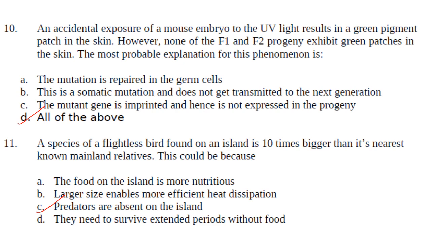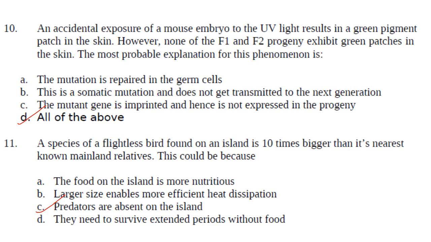An accidental exposure of mouse embryo to the UV light results in a green pigment patch in the skin. However, none of the F1 and F2 progeny exhibit green patches in the skin. The most probable explanation for this phenomenon is the mutation is repaired in the germ cells. Now, if the mutation was present in the germ cells, then it would have expressed in the F1 and F2 progeny. Now, the mutation is repaired in the germ cells means it is not going to be expressed in the progeny. So, that could be the answer, one answer.